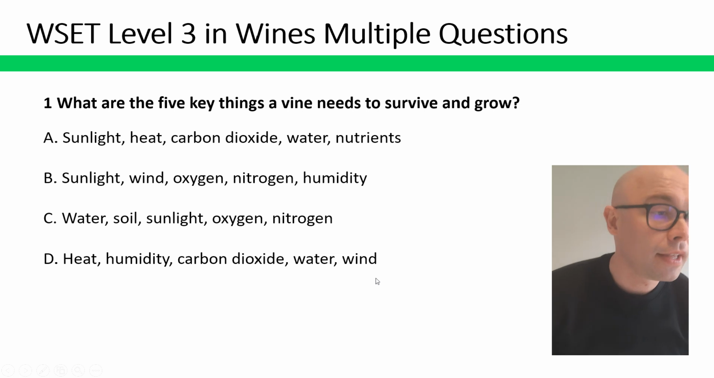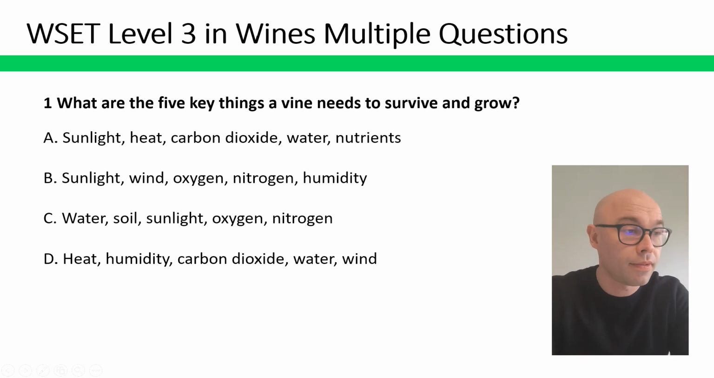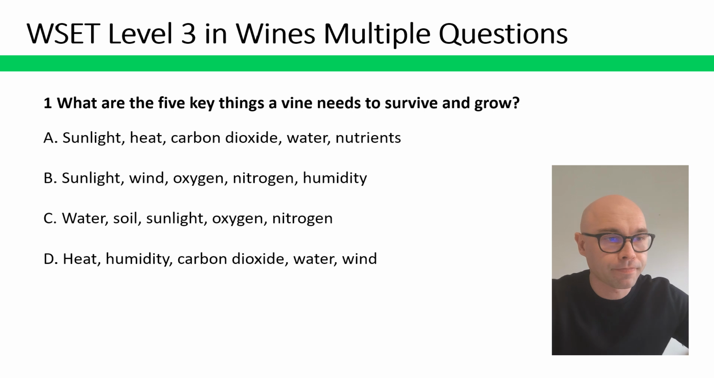What are the 5 key things a vine needs to survive and grow? Sunlight, heat, carbon dioxide, water, nutrients. Sunlight, wind, oxygen, nitrogen, humidity. Water, soil, sunlight, oxygen, nitrogen. Heat, humidity, carbon dioxide, water, wind. The correct answer is A. This is photosynthesis. Sunlight, heat, carbon dioxide, water, and nutrients.